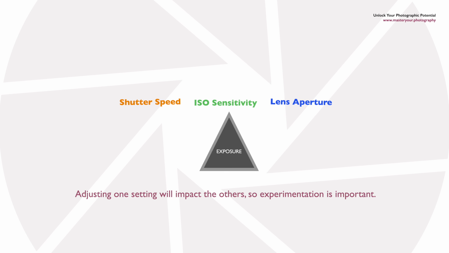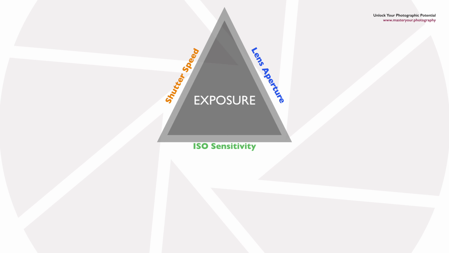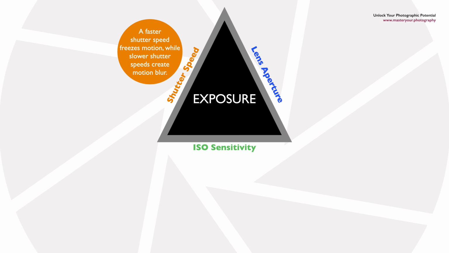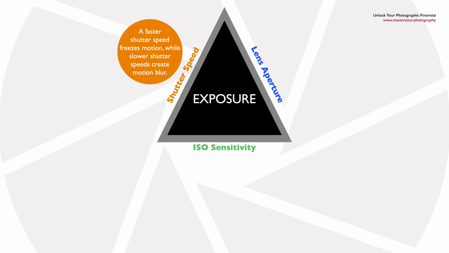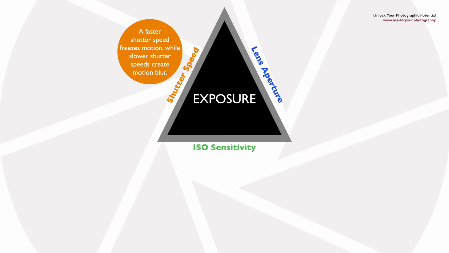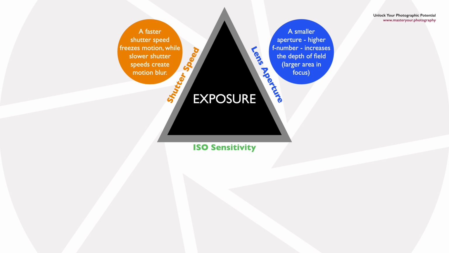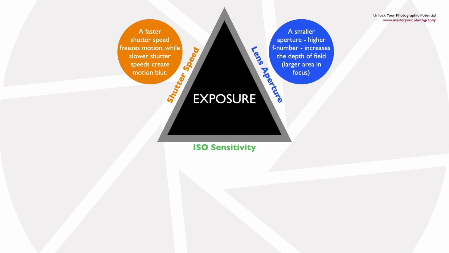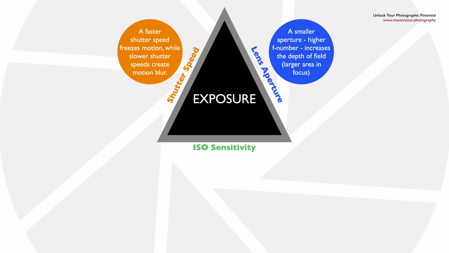Adjusting each of these three elements has a different effect on your final image. For instance, your shutter speed. If you use a faster shutter speed, then you're able to freeze any motion, but a slower shutter speed will create blur. The aperture, a smaller aperture, so that's a higher f number, will result in more of your image being in focus. That's an increased depth of field.